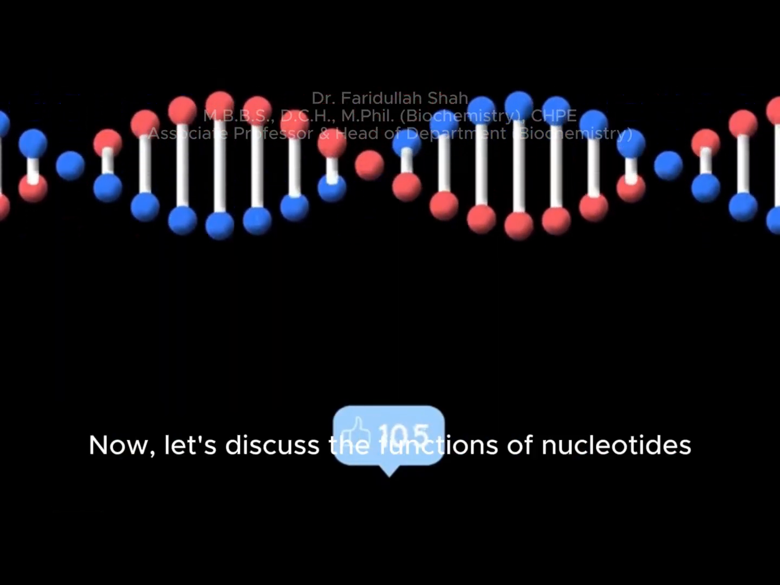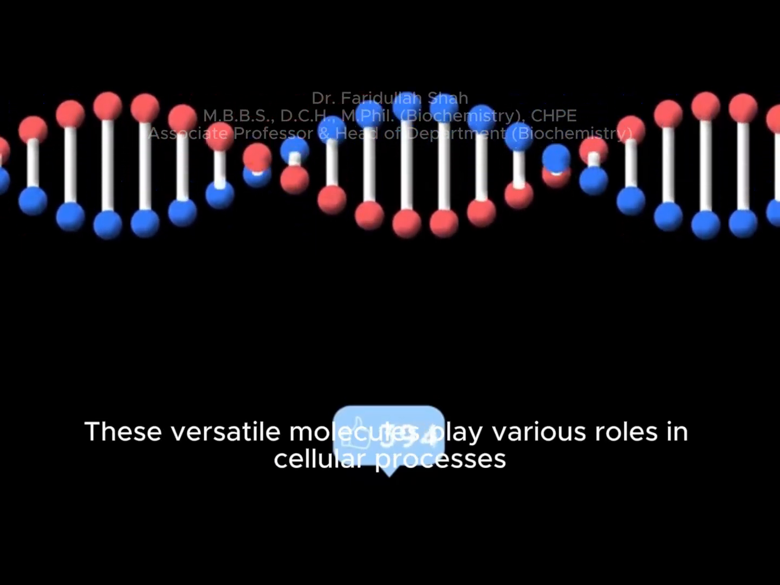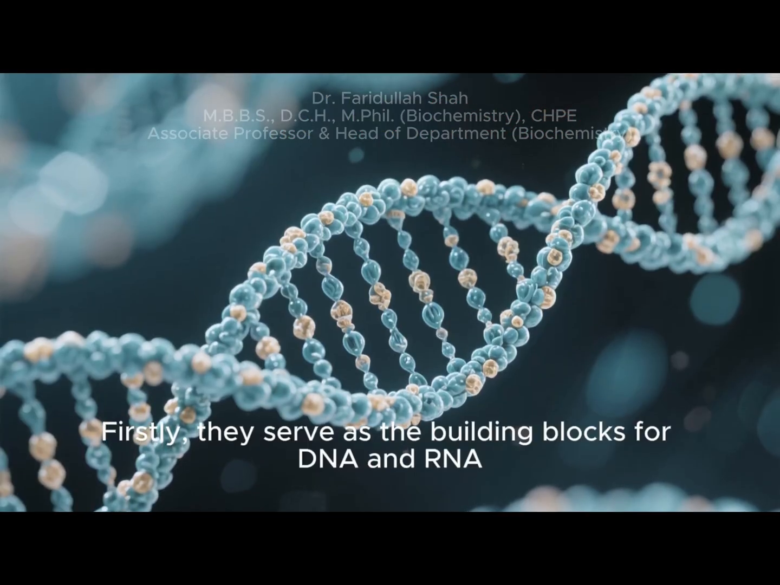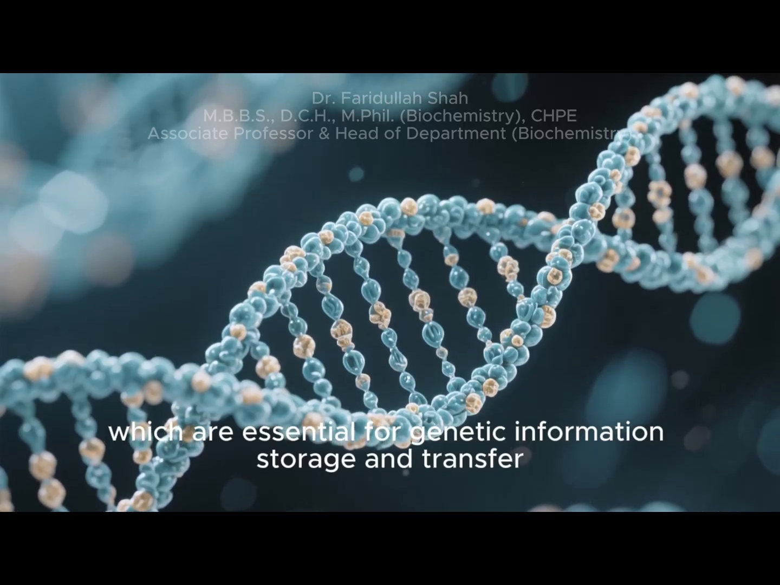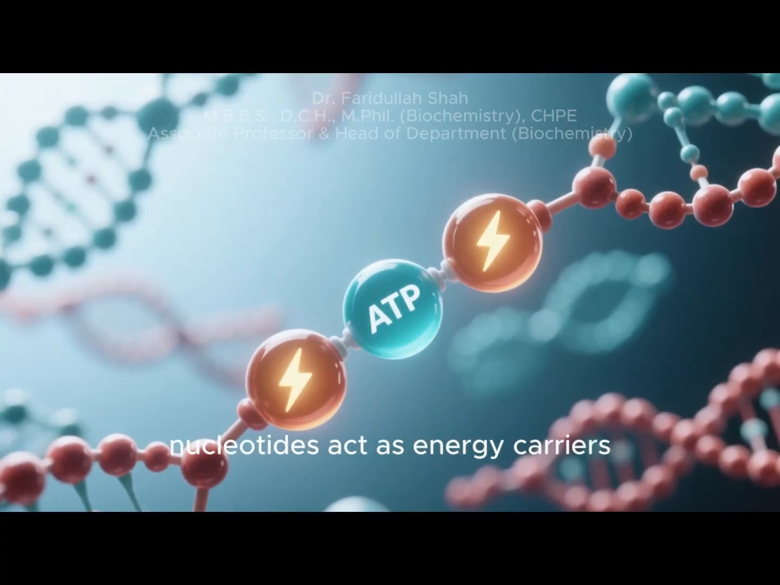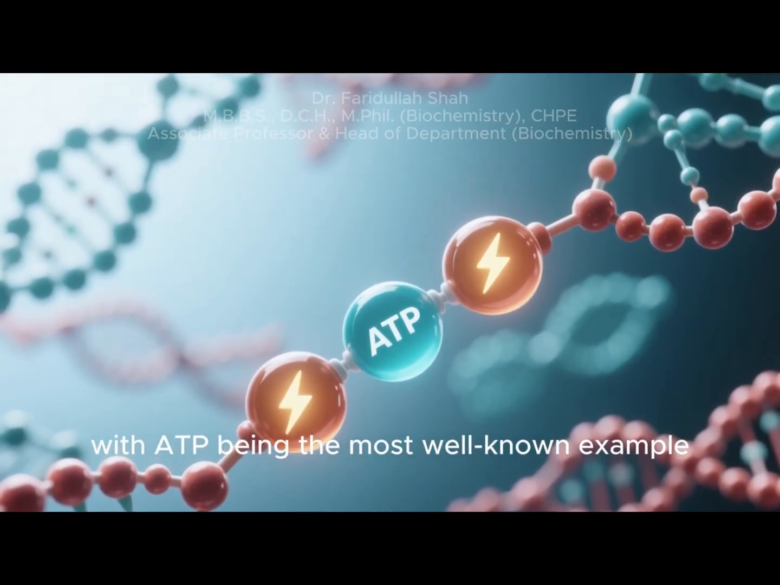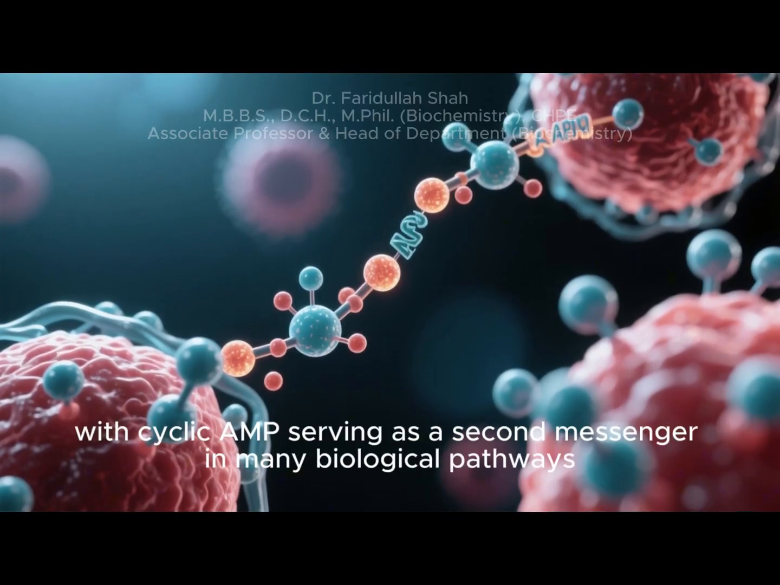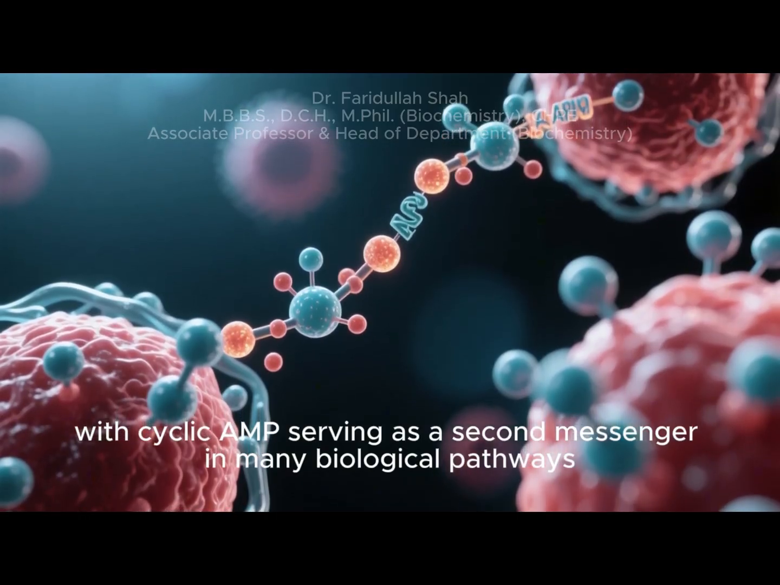Now, let's discuss the functions of nucleotides. These versatile molecules play various roles in cellular processes. Firstly, they serve as the building blocks for DNA and RNA, which are essential for genetic information, storage, and transfer. Secondly, nucleotides act as energy carriers, with ATP being the most well-known example. They're also involved in cell signaling, with cyclic AMP serving as a second messenger in many biological pathways.